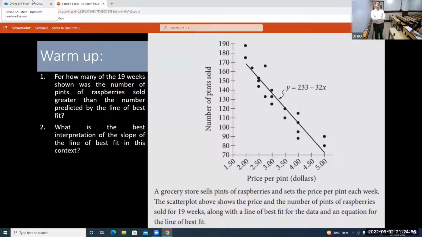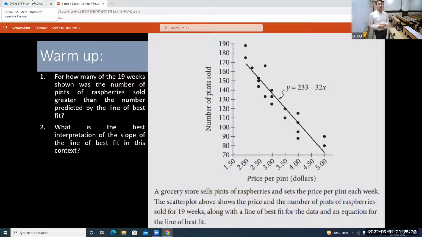You will see every time you increase X by 1 unit, your sales, that is Y, will go down by 32 units. X को रखो 0. So theoretically, if you keep your price at 0, you will sell 233 units. If you keep X as $1, you will sell 201 units. है ना? So what is the best interpretation of the slope of the line of best fit in this context?